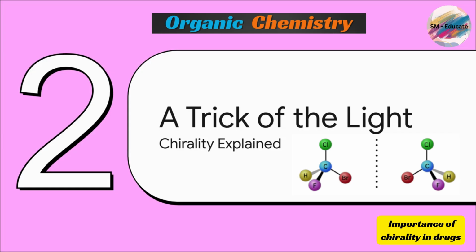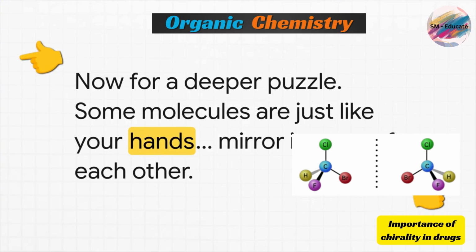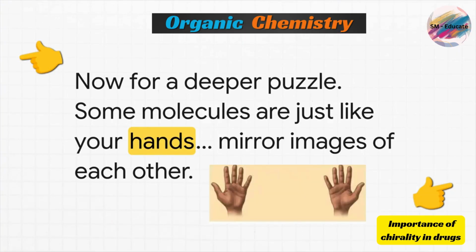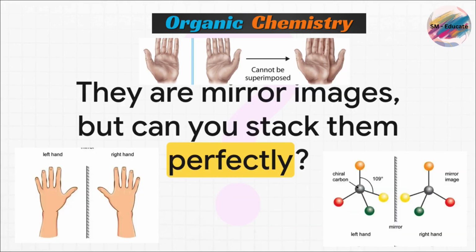And here's the cool part. It's a property that exists all around us and even inside of us. Okay, do this with me right now. Hold up your hands in front of your face, your left hand and your right hand. They're perfect reflections of each other, right? Like looking in a mirror. Okay, now try to place one hand directly on top of the other, so palm is touching palm. See? It doesn't work. Your thumbs stick out on opposite sides, your fingers don't line up at all. They're what we call non-superimposable mirror images.